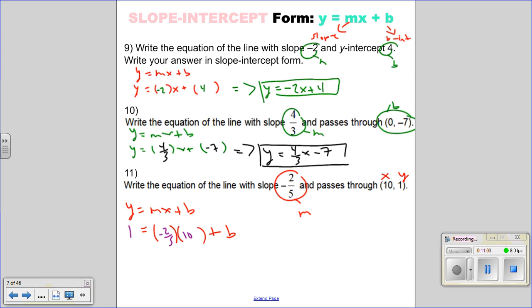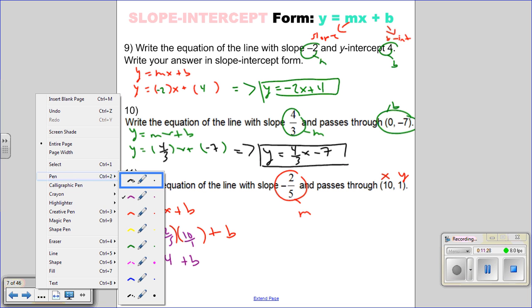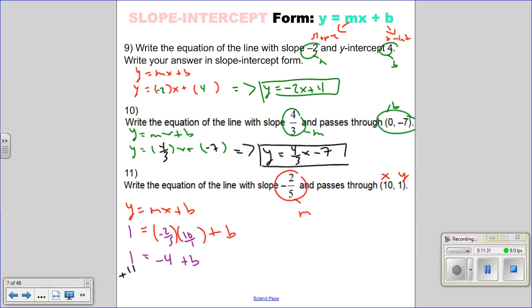So bring down your 1, multiply negative 2 over 5 with 10. I'm going to do this without a calculator, but you're welcome to use a calculator if you need it. This would give me a negative 20 over 5, which is a negative 4. And bring down your plus b. So to get b by itself, what would I have to do? Exactly, I would have to add 4 to both sides. So that means 5 is equal to b.